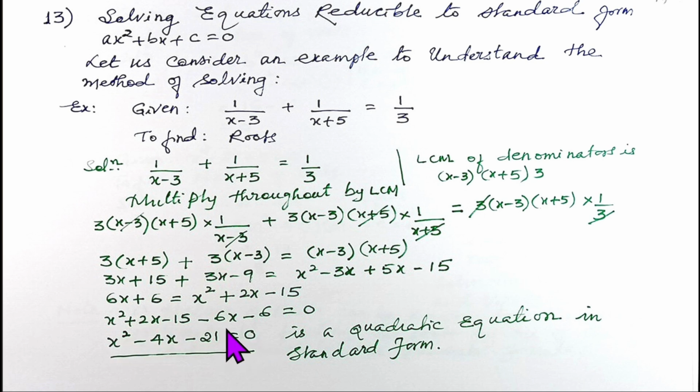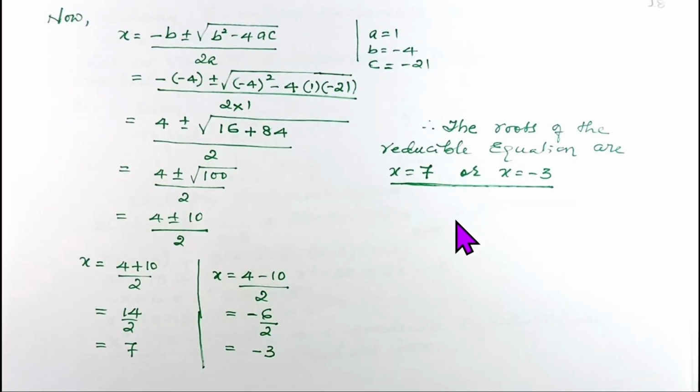Once we get the standard form of the quadratic equation, we can go for solving this to find the roots. We can use the quadratic formula. As you know, x is equal to minus b plus minus root of b square minus 4ac upon 2a. We know the values of a, b and c. Substitute these values and simplify. After simplification, we get x is equal to 4 plus minus 10 upon 2.